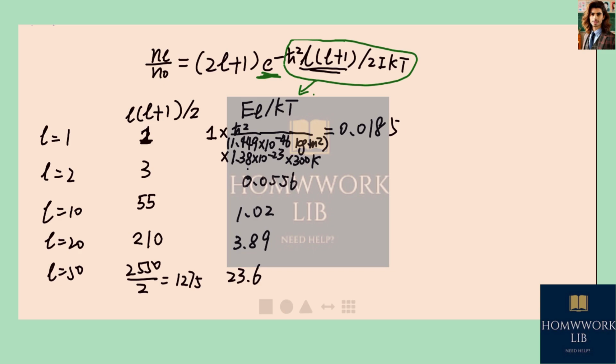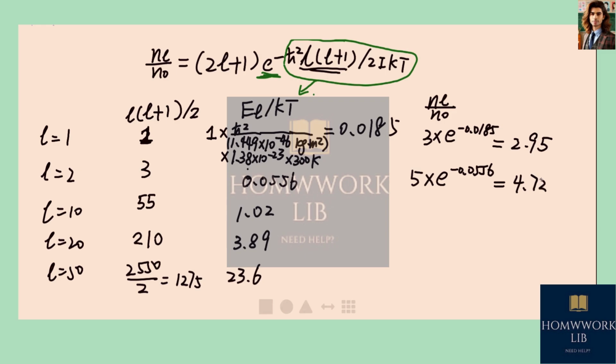Okay, so now let's find the total energy, N_L over N naught. In the first case, 2L plus 1 is 3, so it's 3 times e to the negative 0.0185, and this is equal to 2.95. So this is a ratio. Second case, we have 5, because 2L plus 1 is 5, times e to the negative 0.0556, equals 4.73.